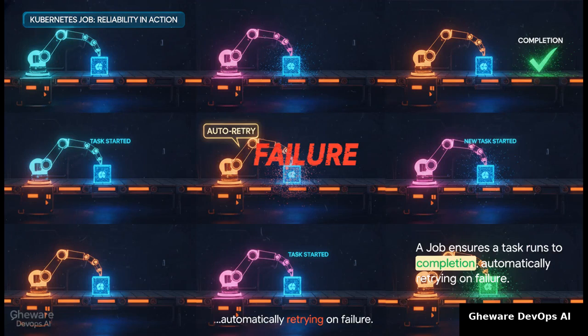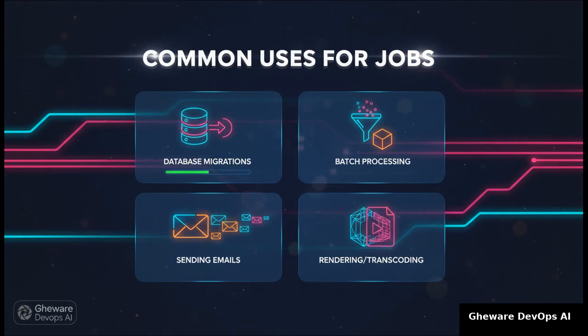So the golden rule of jobs is really just reliability. You just tell Kubernetes, hey, run this thing until it's done, and it takes care of all the retries for you. That is so powerful for critical stuff like database migrations or important batch processes. And you can see how this applies to so many different things. We're talking database migrations, batch processing, data analysis, even stuff like sending out a batch of emails or rendering video frames. The list goes on and on. Basically, if it needs to run once and then stop, a job is almost always the right answer.